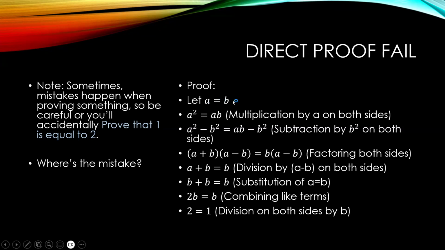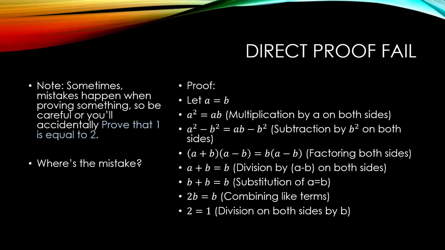We start by saying, let's let a be equal to b. Then we multiply both sides by a, which gives us a squared equals ab. We can then subtract b squared on both sides, and then we can factor. Once we've factored, we'll note that both sides have an a minus b. And so we can divide both sides by a minus b. And from there, we get that through substitution, a and b are the same thing because we said a is equal to b. So that means 2b is equal to b. Dividing by b, we get 2 is equal to 1.